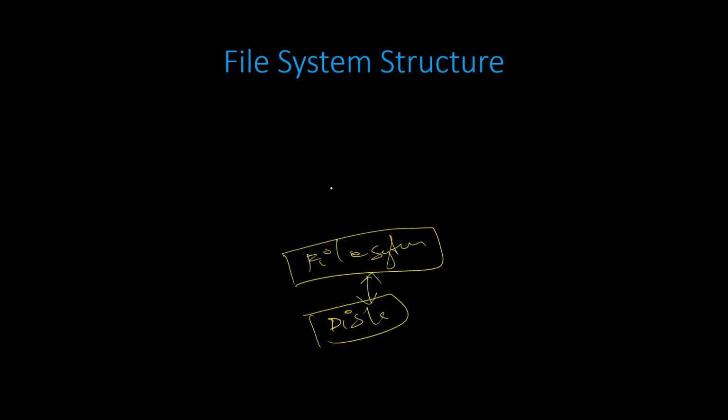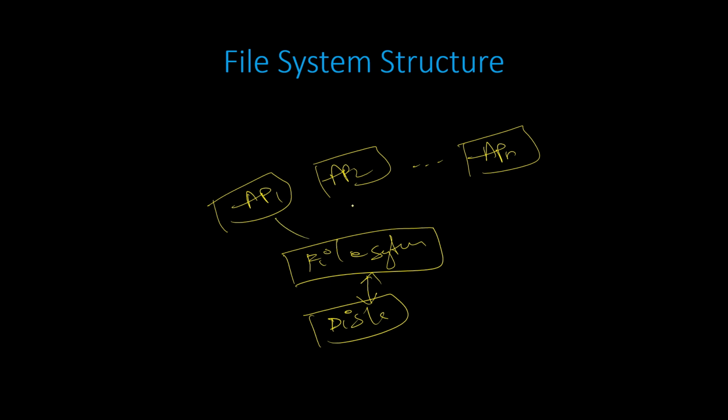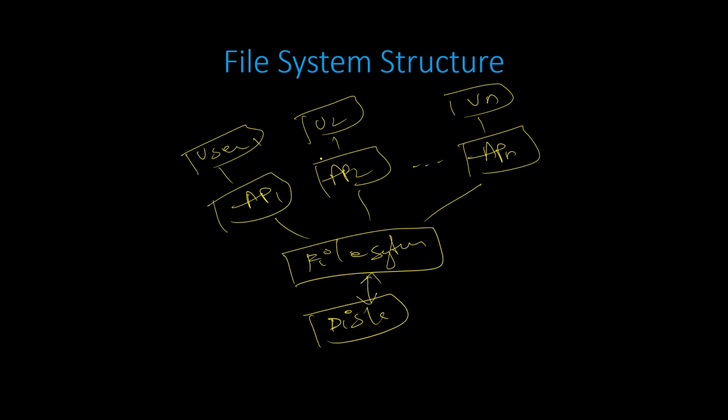And the file system is connected to a few applications, consider application 1, application 2, and so on. We have n number of applications. These are connected to the file system individually, and these applications are separately used by the users. User 1 is using application 1, and user 2 is using another application, and user n is using another application. So this is the basic structure of file system.